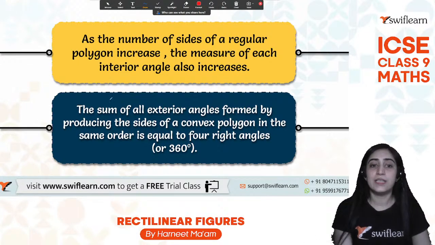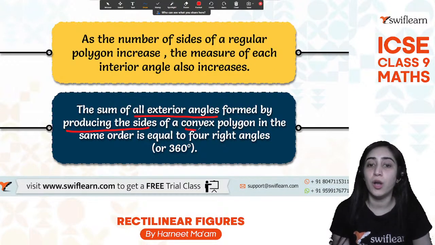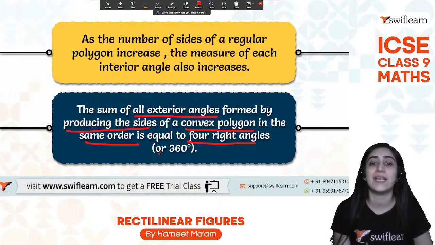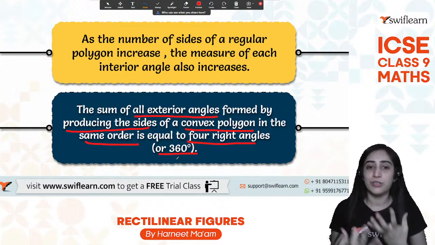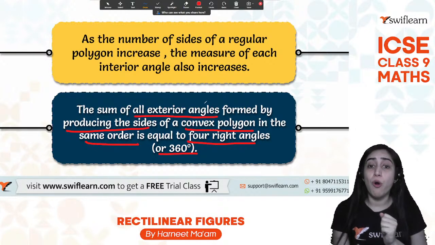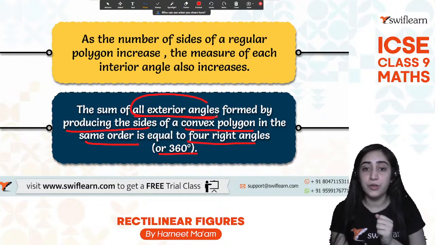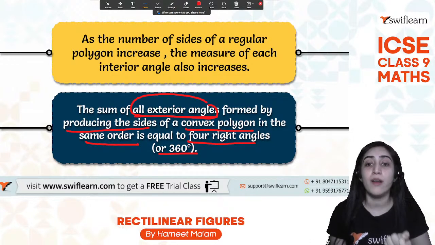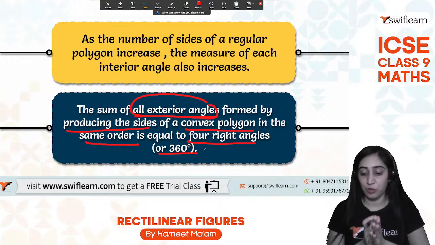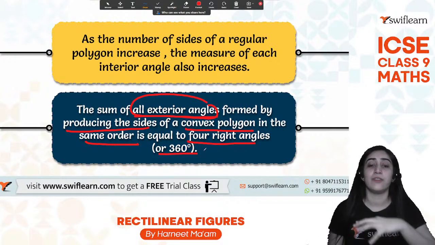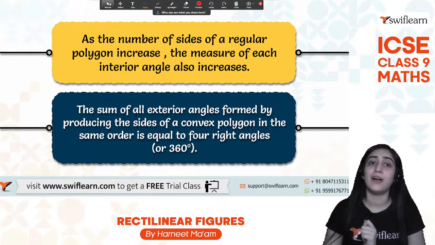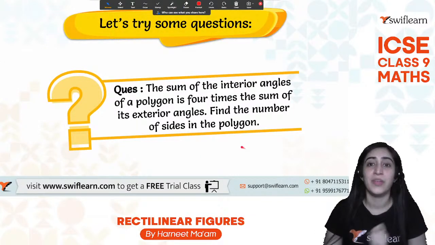Let's see what we have. The sum of all exterior angles formed by producing the sides of a convex polygon in the same order is equal to 4 right angles or 360 degrees. So what does it say? The sum of all exterior angles formed by producing a side of a polygon in the same order is equal to 4 right angles or 360 degrees. So we said that irrespective of the number of sides, the exterior angles will also have 360 degrees as their sum. So here we go, everyone.